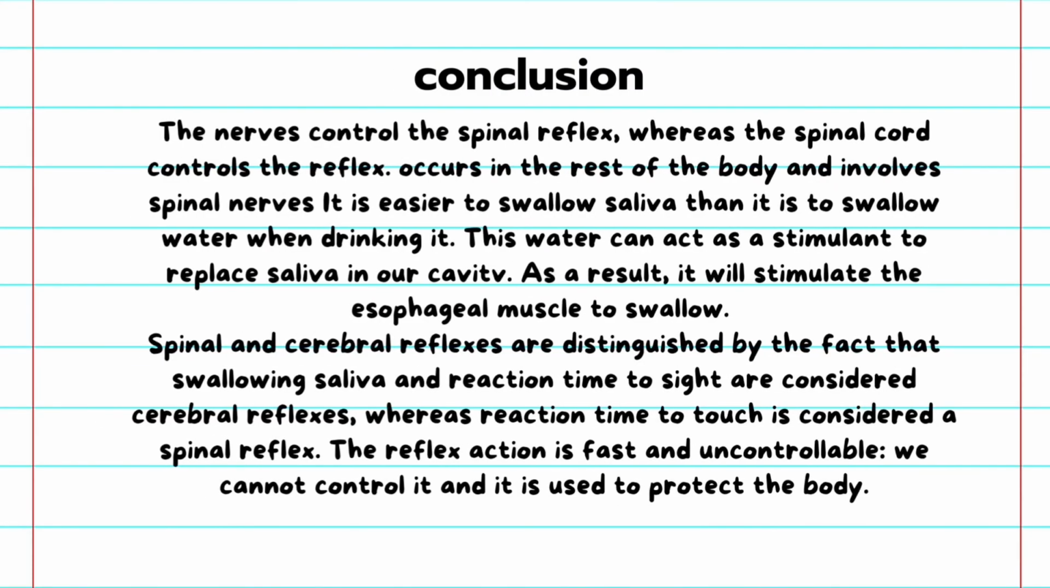So the conclusion is that the cranial nerve controls the cerebral reflex, whereas the spinal cord controls the reflex that occurs in the rest of the body and it involves the spinal nerve. It is easier to swallow saliva than it is to swallow water when we drink it. This water can actually act as a stimulant to replace saliva in our cavity. As a result, it will stimulate the esophageal muscle to swallow. Spinal and cerebral reflexes are distinguished by the fact that swallowing saliva and reaction time to sight are considered cerebral reflexes, whereas the reaction time to touch is considered a spinal reflex. The reflex action is fast and uncontrollable. We cannot control it and it is used to protect the body.